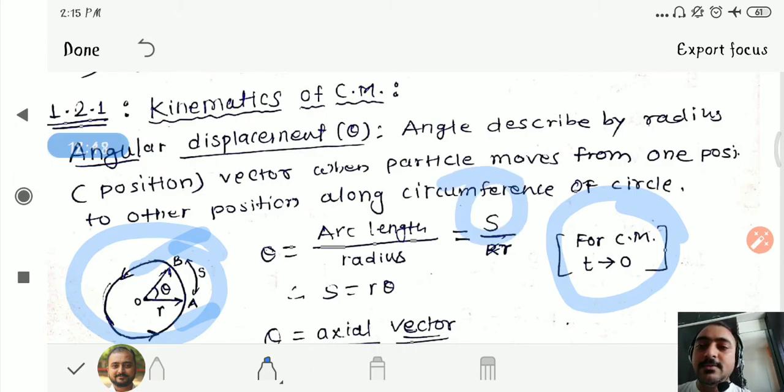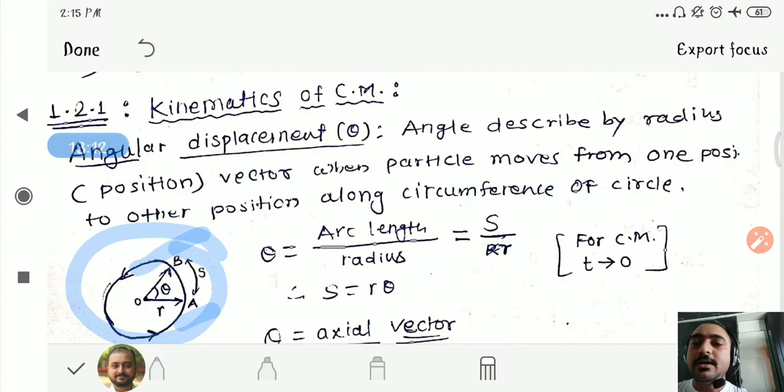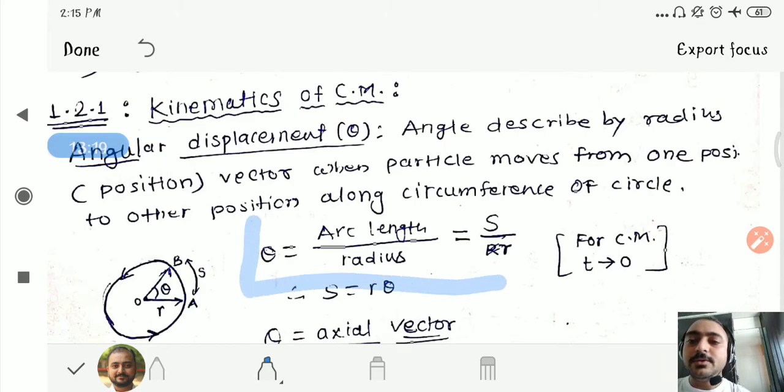According to the definition of angle, theta is equal to arc length divided by radius. Sorry, I made a mistake. Theta is equal to arc divided by radius, so theta equals S divided by R, and we can simplify as S equals R theta. This is the magnitude of angular displacement.